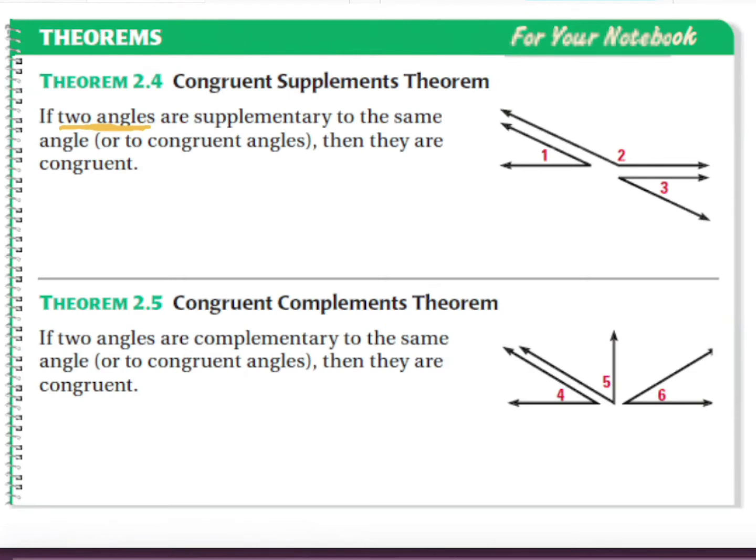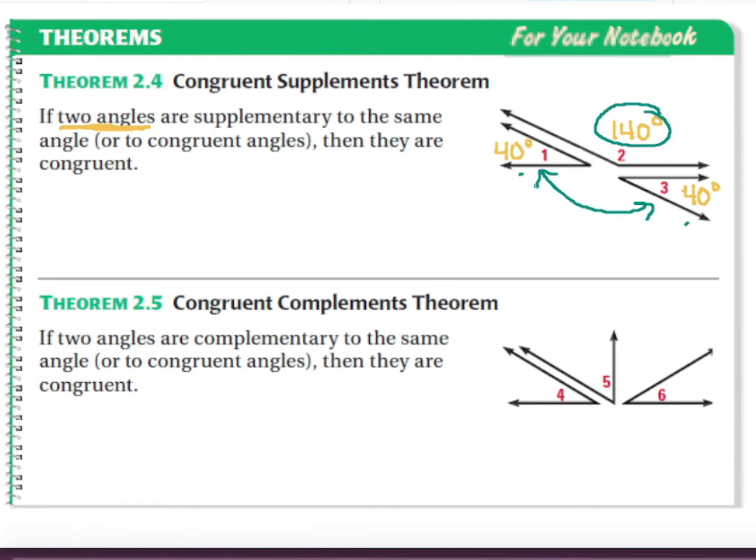If we have two angles that are supplementary to the same angle, so let's say that both of those are supplementary to angle 2. Well, if angle 2 is 140, that must mean that angle 1 is 40 to get those to add up to 180. And then if angle 3 is supplementary to angle 2, it has to also be 40. So again, what that theorem is saying is if those two angles are supplementary to the same angle, then those two angles must be congruent. That's the only way it would work.